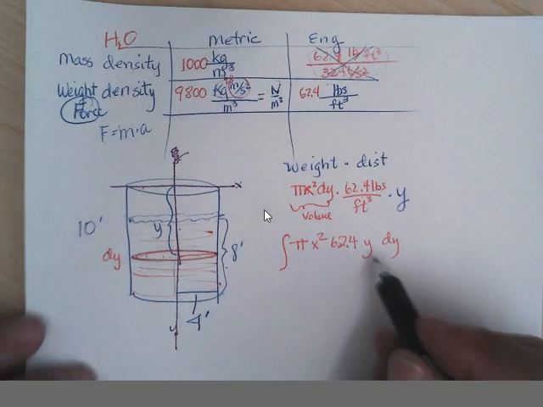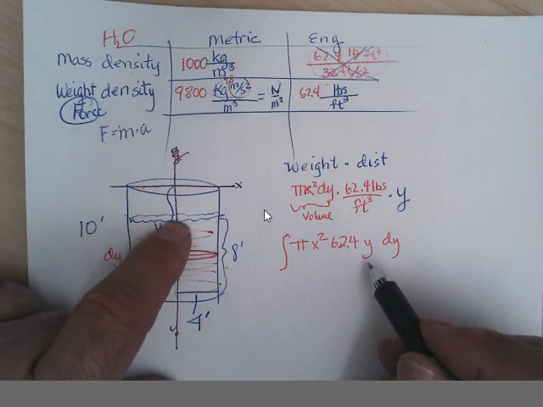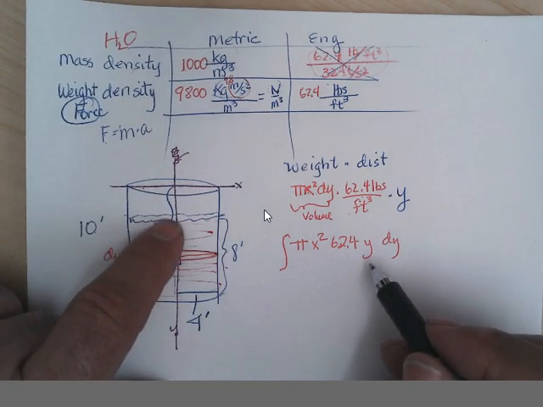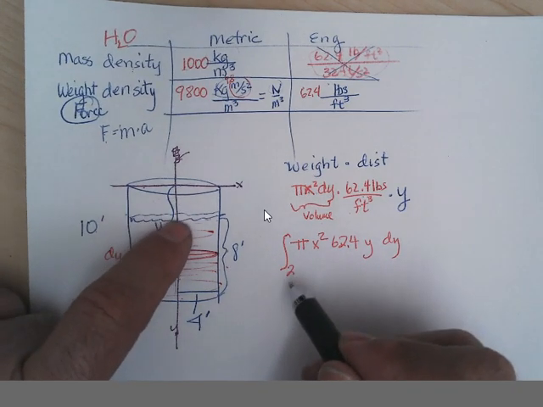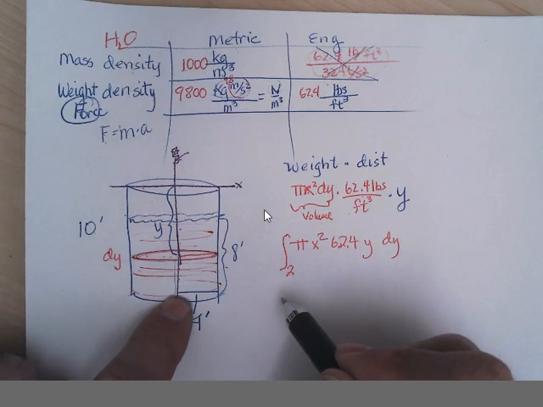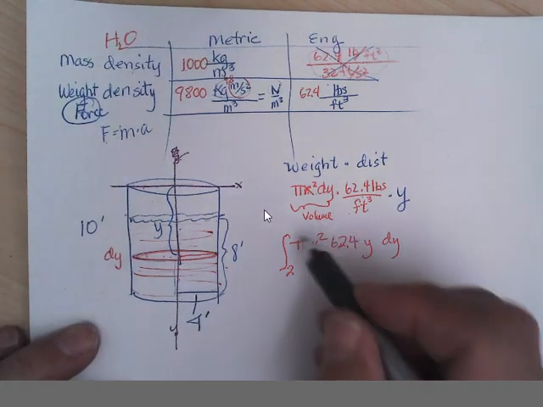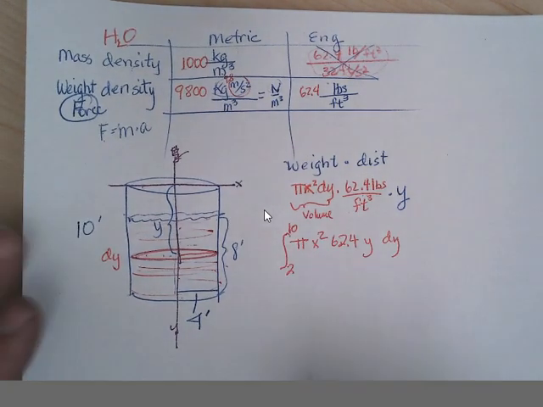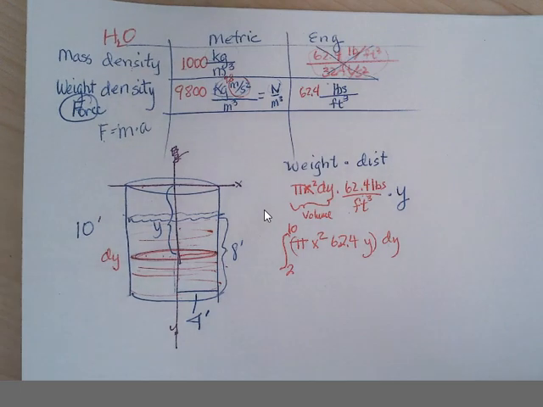And I'm going to lift them how far? Well, the first ones, the water is 8 feet deep and the top of the tank is 10, so it's going to be a distance of 2 for the top disc. And the bottom disc, I'm going to lift all the way from the bottom up to the top of a 10-foot tank. So 2 to 10. That's going to be all the discs lifted to the top.